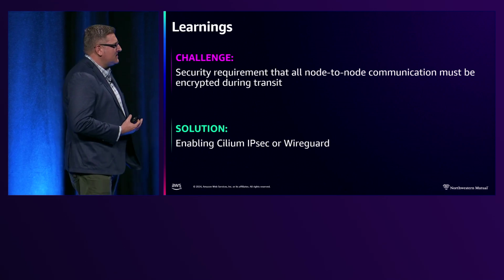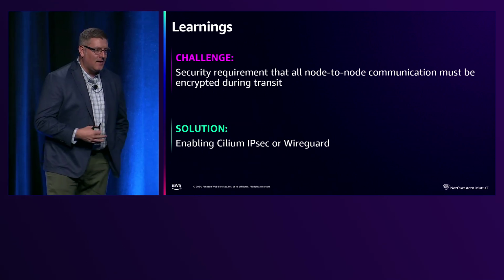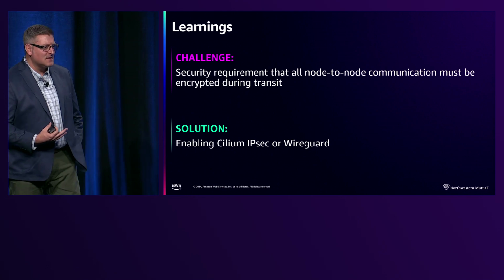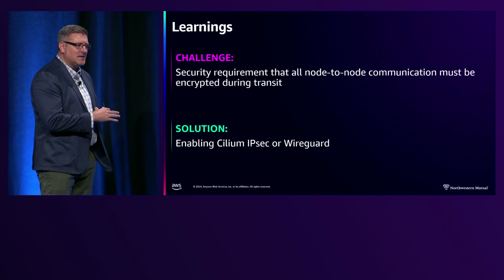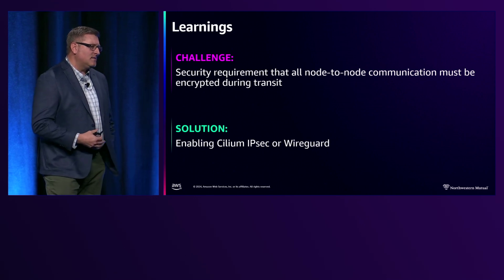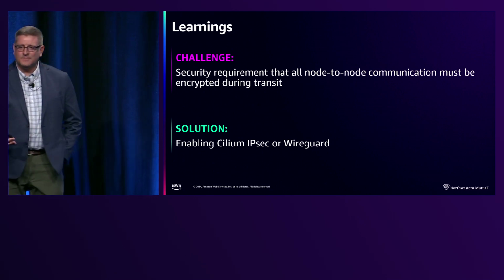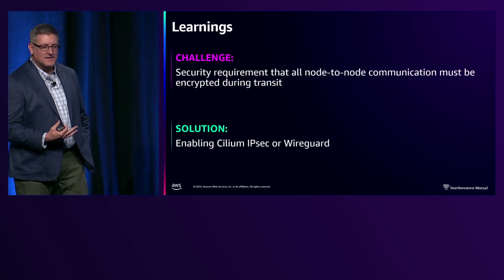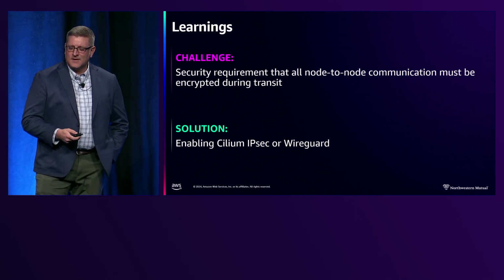We had a few other things. We do have a security requirement that all node-to-node communication be encrypted in transit within our networks. Now, this is taken care of in AWS on EC2 because of the Nitro platform, but we needed to solve that. So we used a feature of Cilium called IPsec, but you could use something like WireGuard as well to set up that encryption between your nodes.